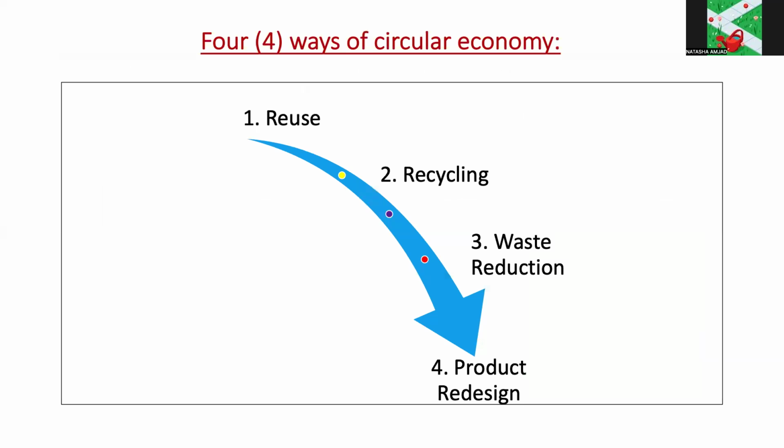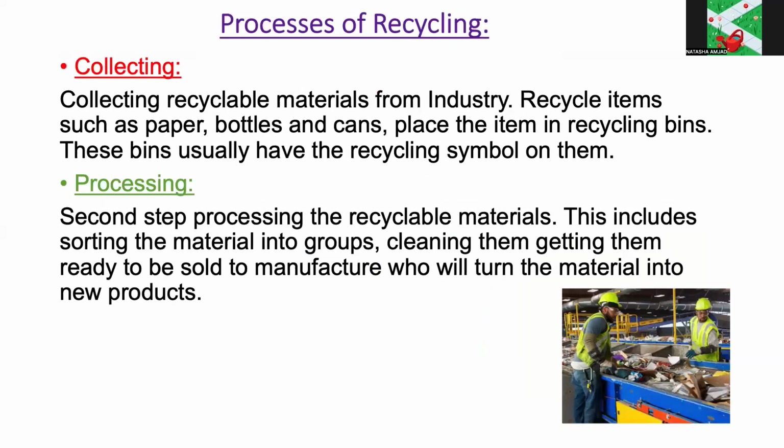There are four basic ways of circular economy: reuse, recycling, waste reduction, and product redesign. There are some processes of recycling. First of all, collecting. In the collecting process, recyclable materials like paper, bottles, and cans are collected from industry and placed in recycle bins.